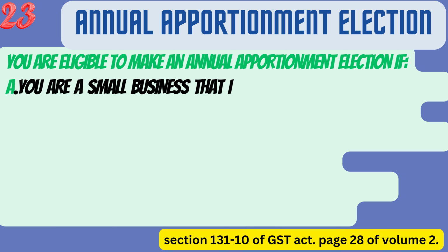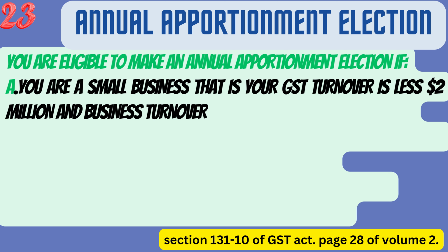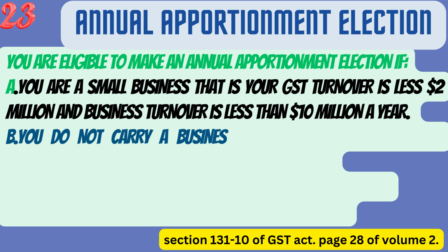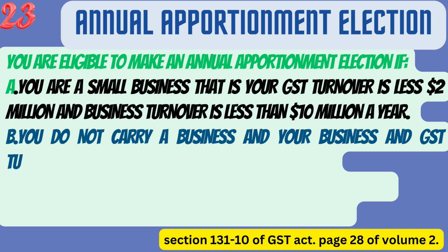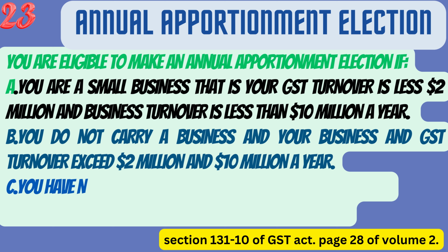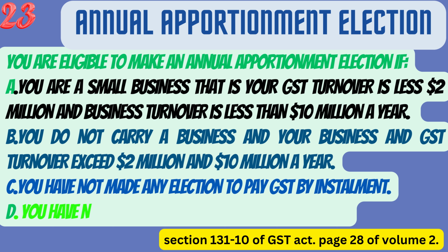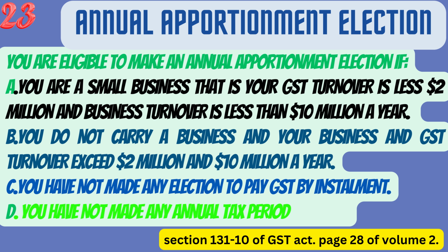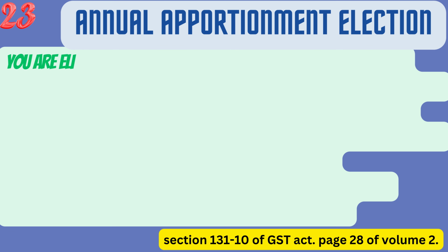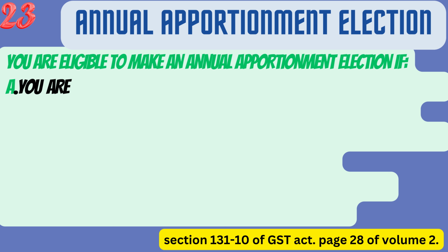You can find more about annual apportionment election in section 131-10 of GST Act. That is on page 28 of volume 2. In some cases, you may be able to claim a full input tax credit for acquisitions that are only partly for a creditable purpose. You will then have an increasing adjustment for a later tax period that better matches your obligation to lodge an income tax return.